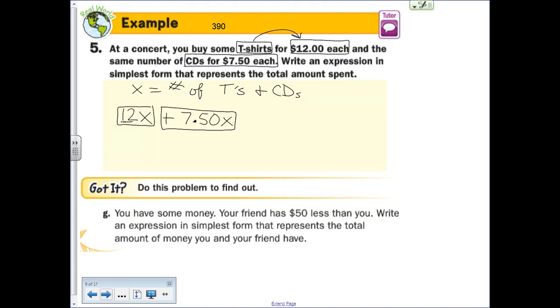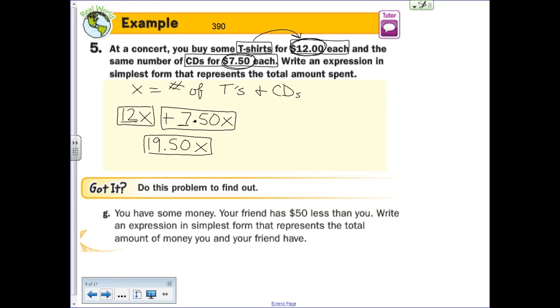Remember, 12 is a whole number, so we need to add it to the 7. Don't add it to the 50 cents. So you would end up with $19.50 for each CD and t-shirt together. So one CD and one t-shirt together cost $19.50. So what we're actually doing is adding the cost, $7.50 of a CD, and the cost, $12 of a t-shirt together, and then multiplying it times the number of t-shirts and CDs together that we bought.